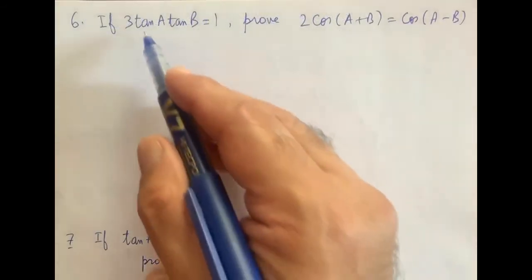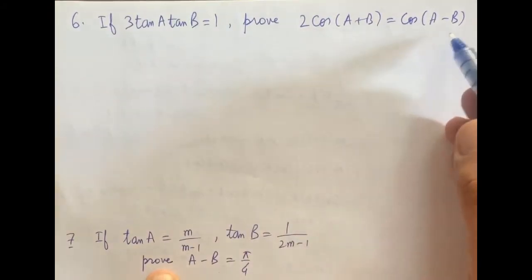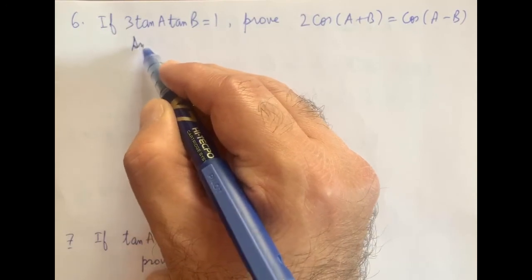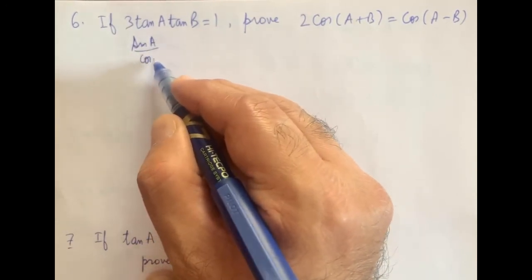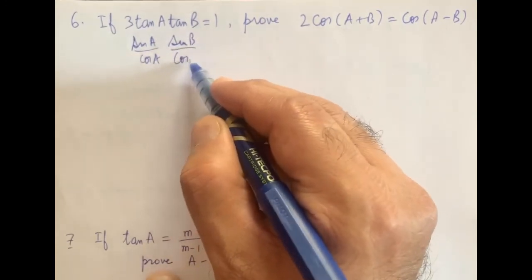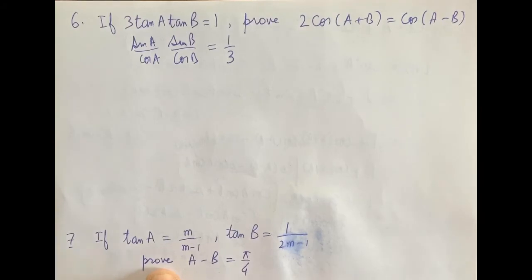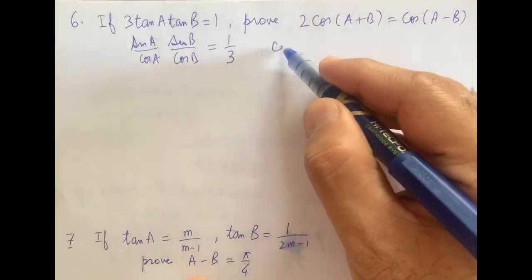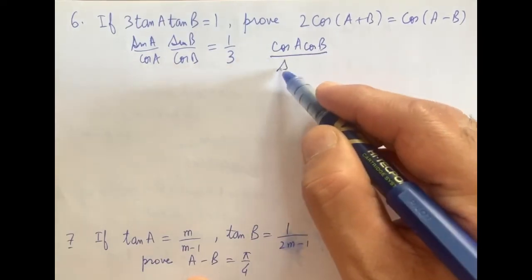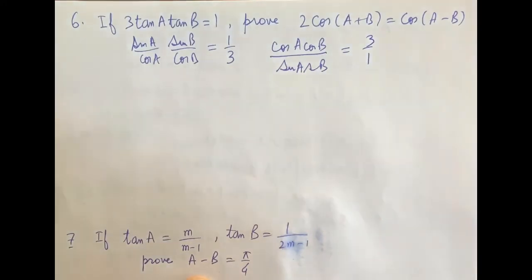Tan A tan B is given equal to 1 by 3. We have to prove 2 cos of A plus B is equal to cos of A minus B. Tan A is sin A upon cos A, and this is sin B upon cos B. This is equal to 1 by 3. This can be written as cos A cos B upon sin A sin B, equal to 3 upon 1.